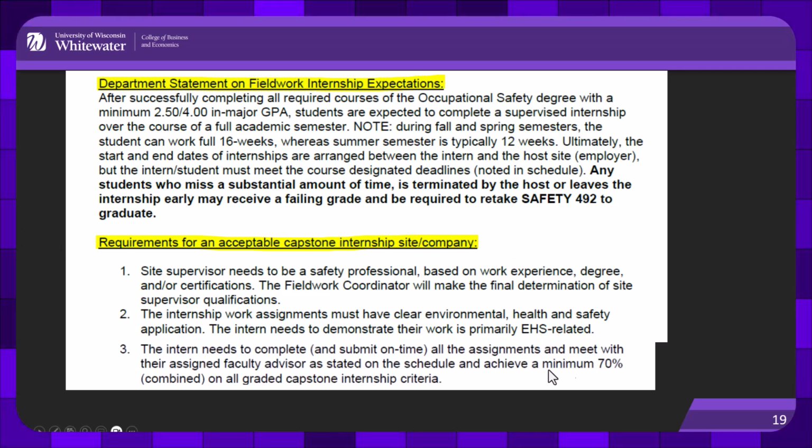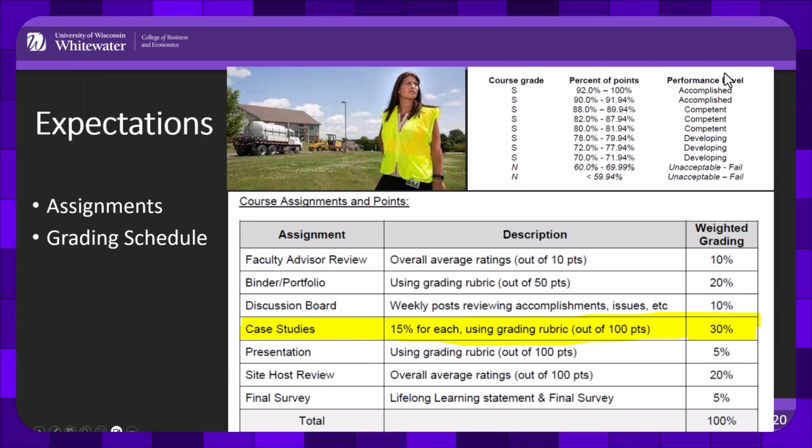Yeah, you've already probably read that part. So you must achieve, what is it here? You have to achieve a minimum of 70 for your capstone. You don't get a letter grade. It's pass-fail. But if you get below 70%, you have to retake your capstone. You do not graduate.